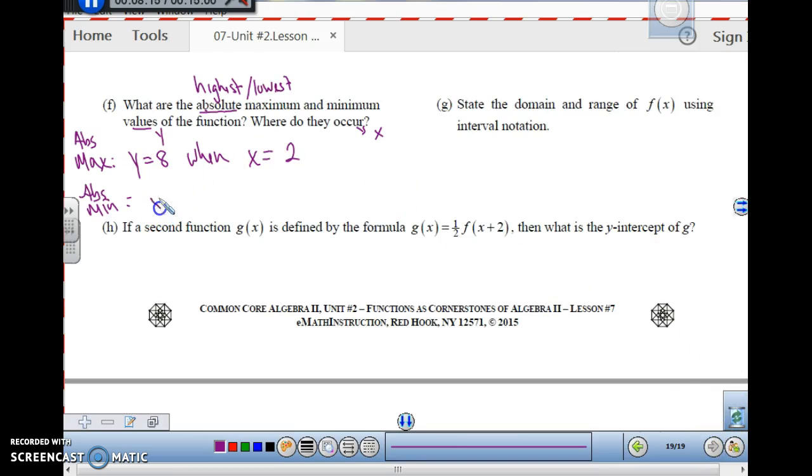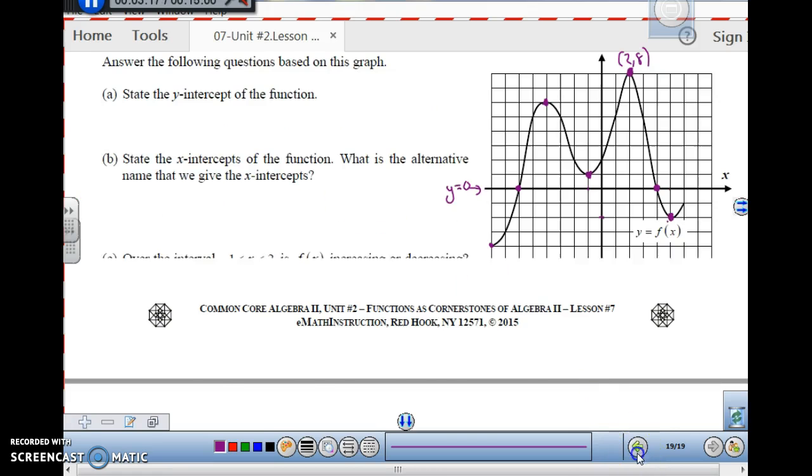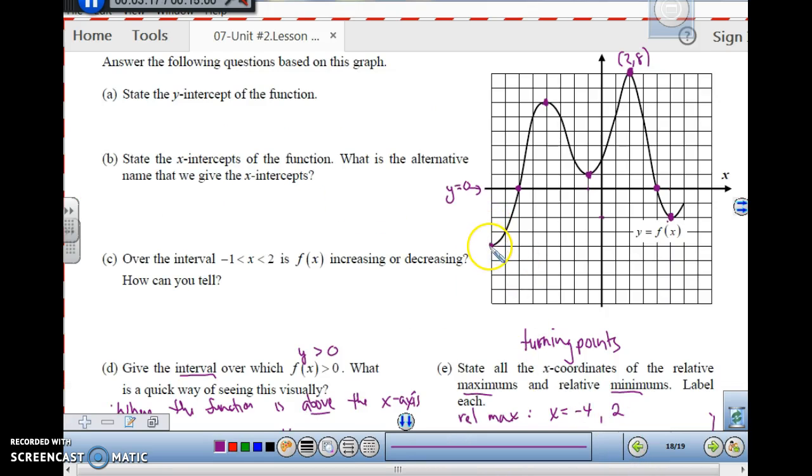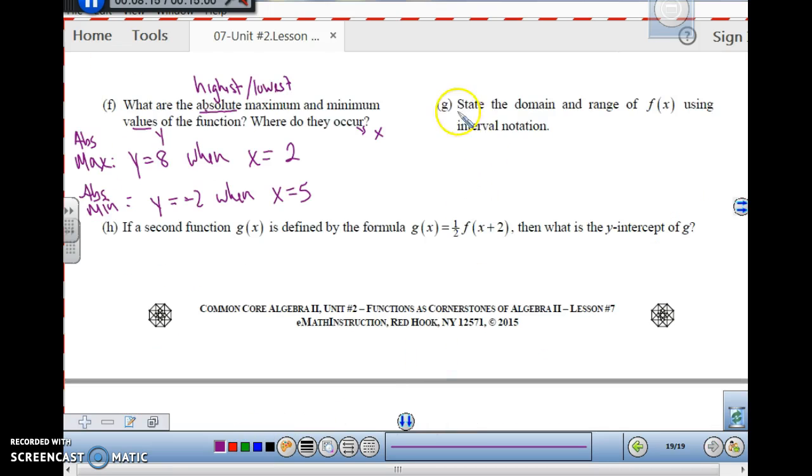So it would be y equals -2 when x equals 5. So probably this might actually be the turning point, but we can't see the rest of the function. From what we have right here, we know this is definitely a turning point because it changes from decreasing to increasing. All right, now let's state the domain and range of f of x using interval notation.